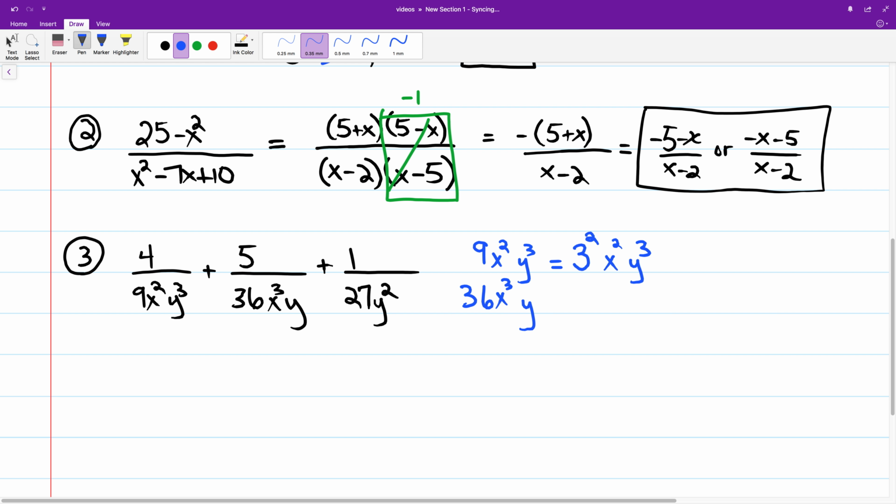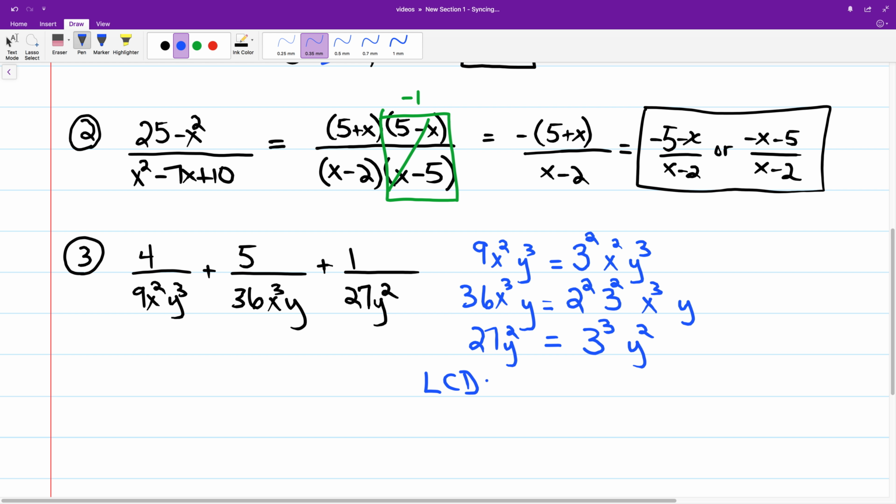As for 36, x to the third, y. If I break this up in terms of prime factors, now 36 would be 4 times 9, and 4 would break down to 2 times 2, 9 would break down to 3 times 3. So we have 2 squared times 3 squared times x to the third times y. As for 27, y to the second. Now 27 is a perfect cube, and this will be the cube of 3. So 27 y squared would be 3 cubed times y squared.